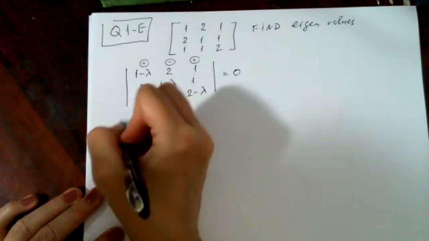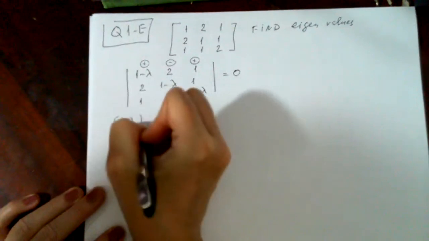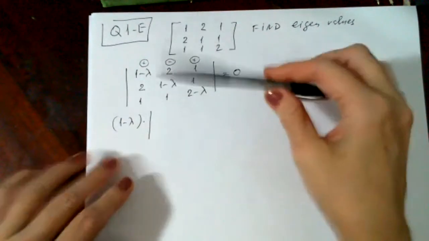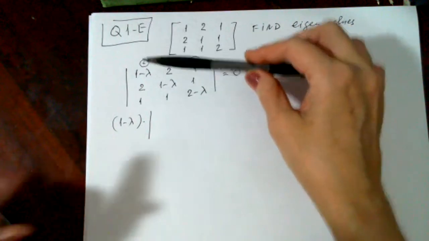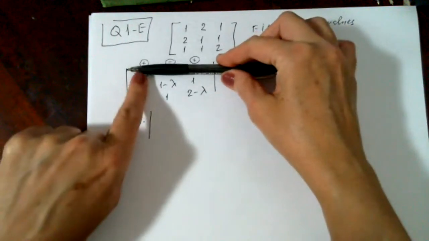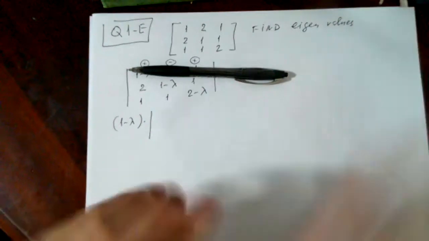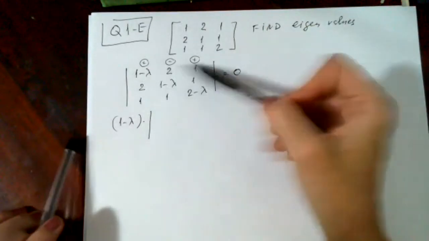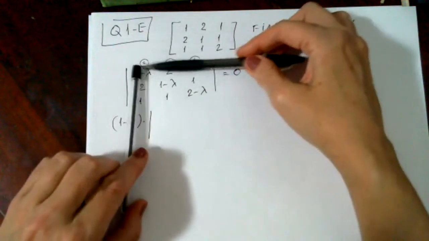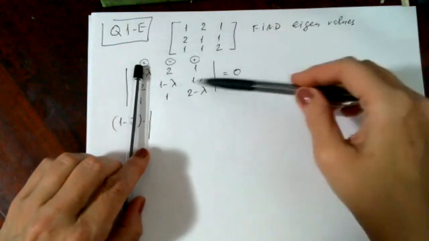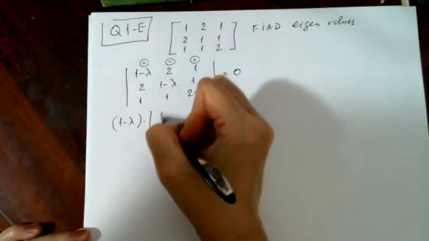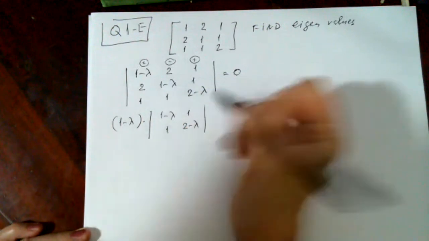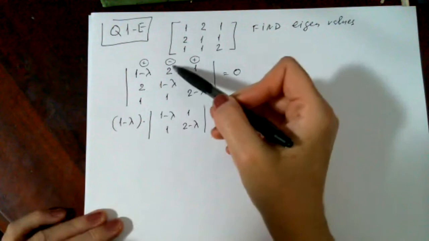So the first element is 1 minus lambda. It should be multiplied by what? By the determinant of the matrix which is left after crossing out the first row and the first column. Our element was in the first row and the first column. That is why we cross out the first row and the first column, and we are left with the determinant of this 2 by 2 matrix. Let's write it down here. I'm doing everything in detail just to refresh your knowledge.